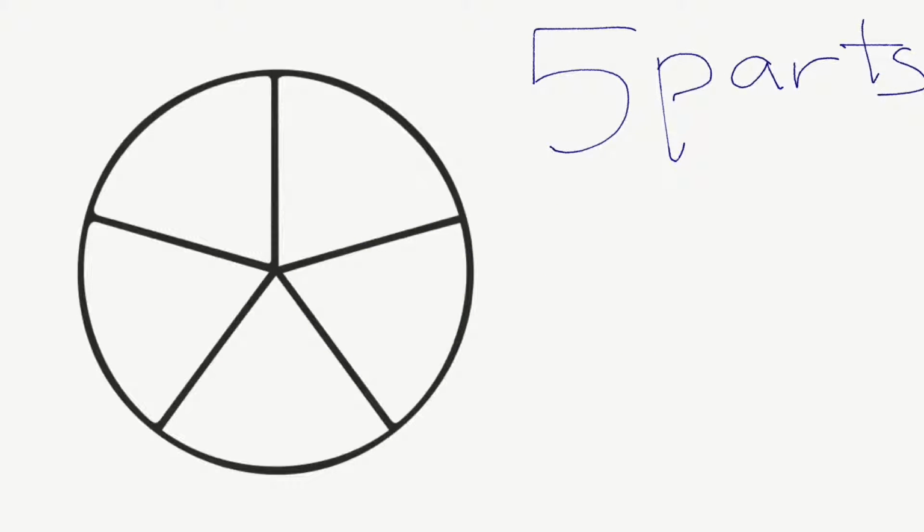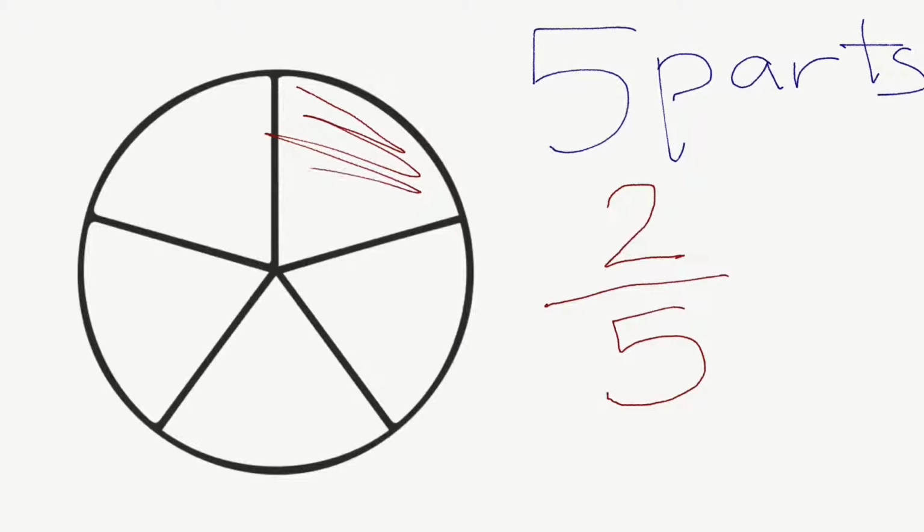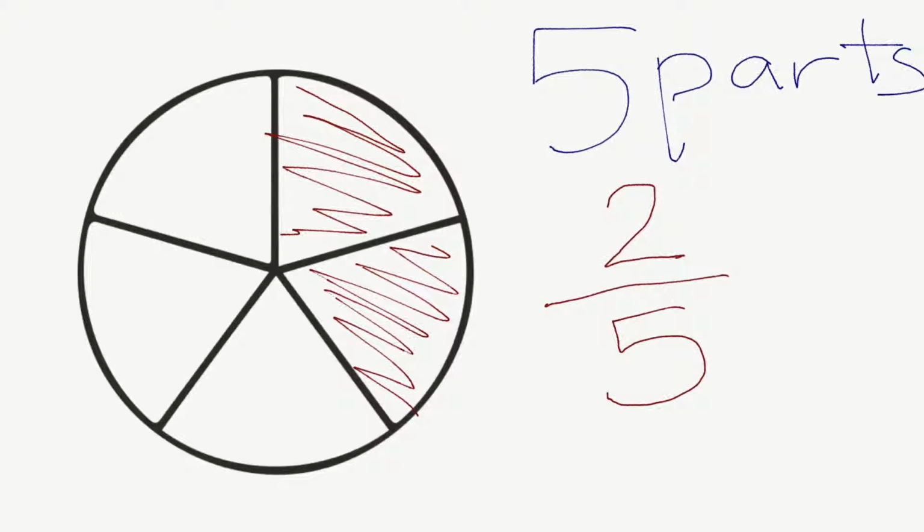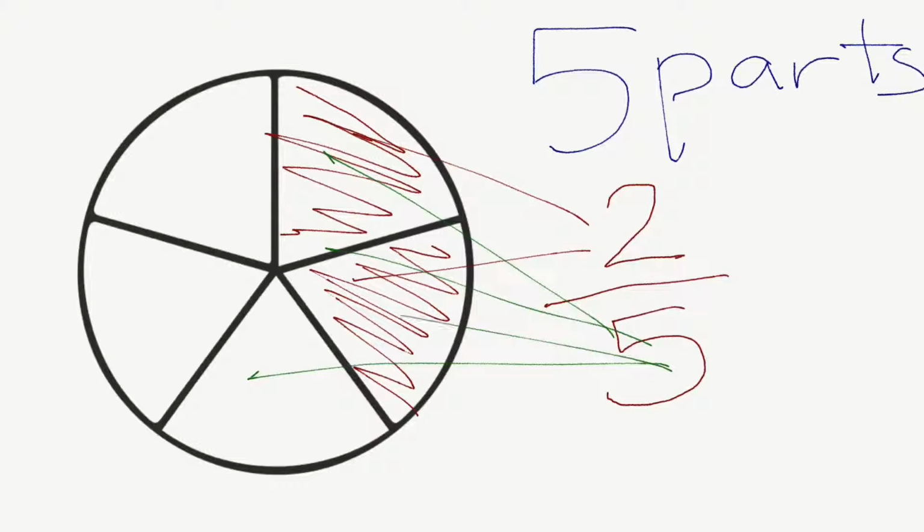Okay, so show me what 2/5 would look like. I'm going to imagine it. Did you color in 1, 2 parts? Good. That means you colored in 1, 2 of the 1, 2, 3, 4, 5 parts. You colored in 2/5.